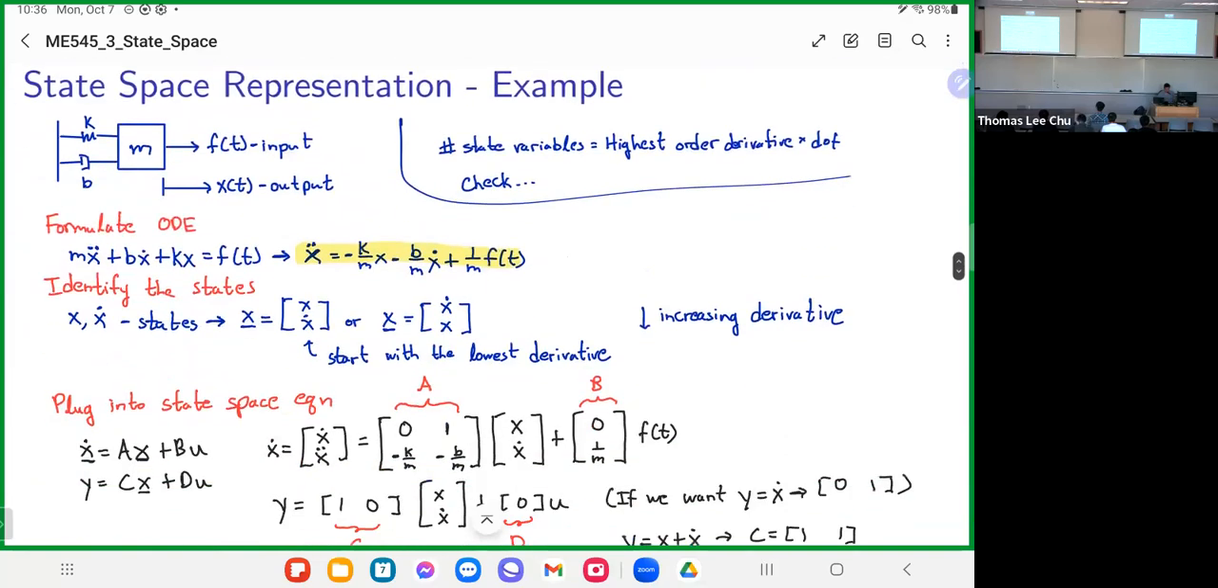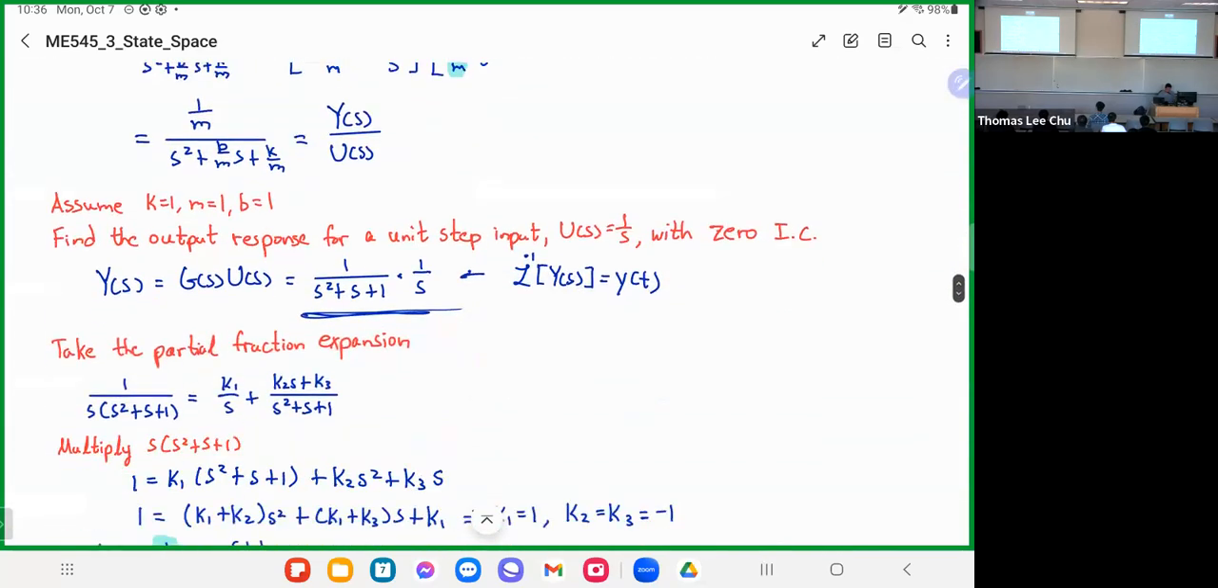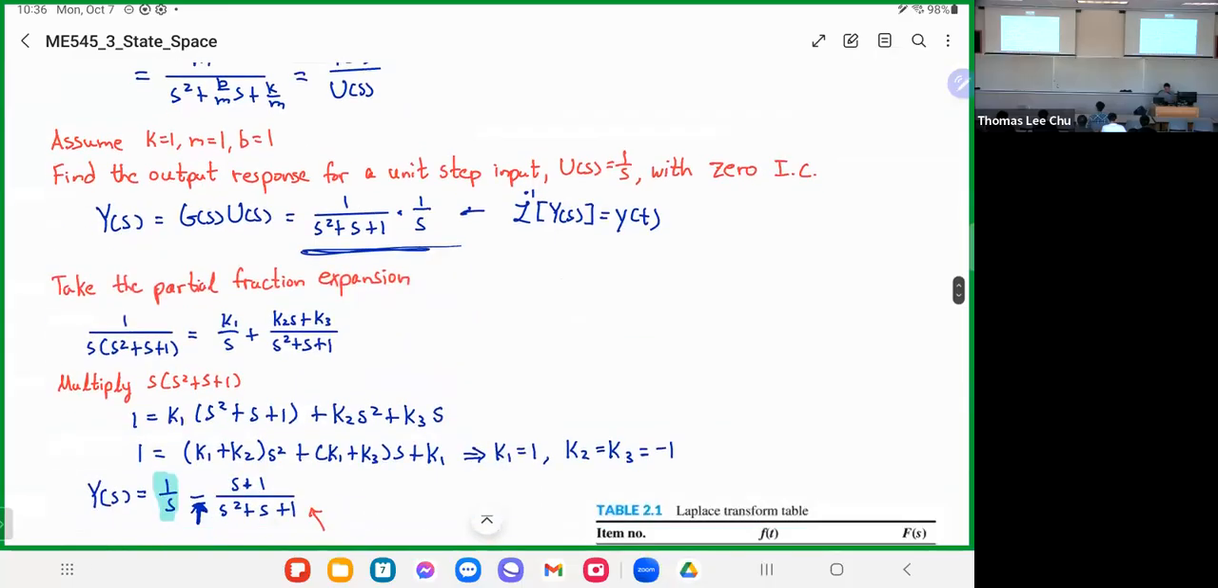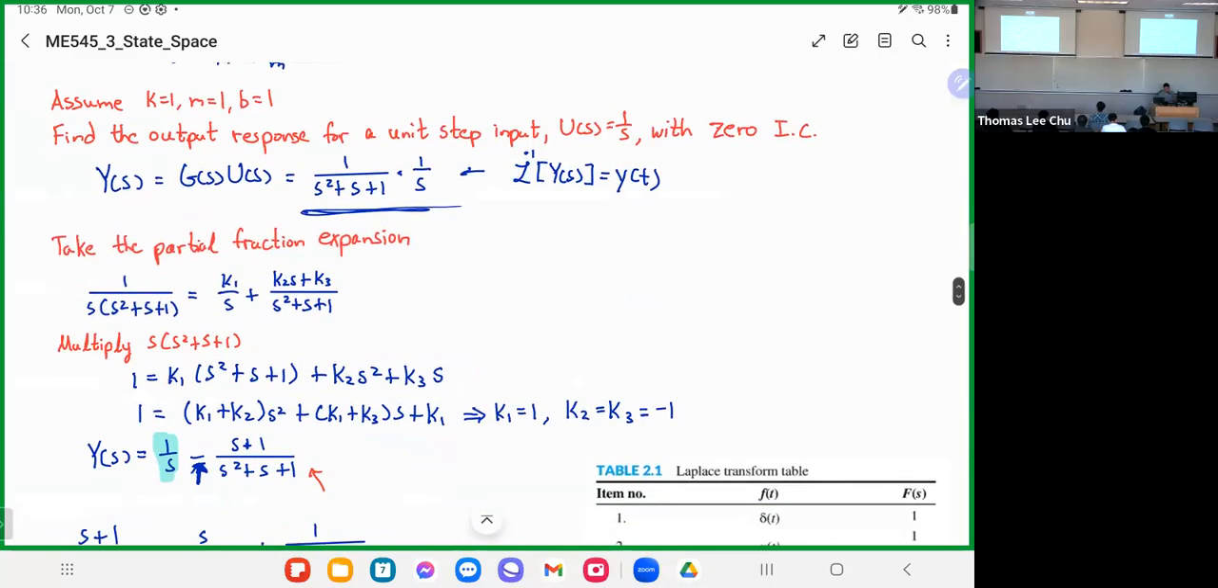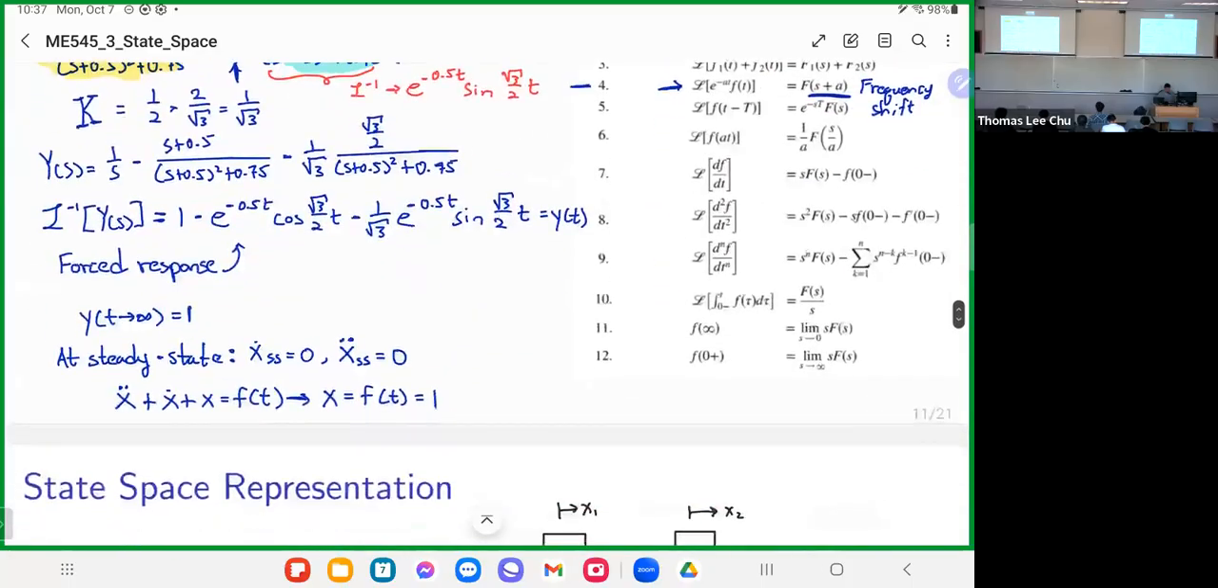So then if we want to, let's say, solve for the output, we take our transfer function and then we multiply by the input, and then we take partial fraction expansion to solve for this problem.